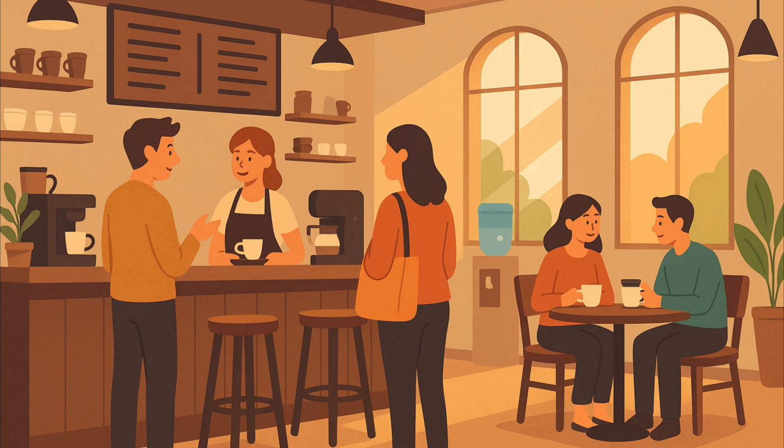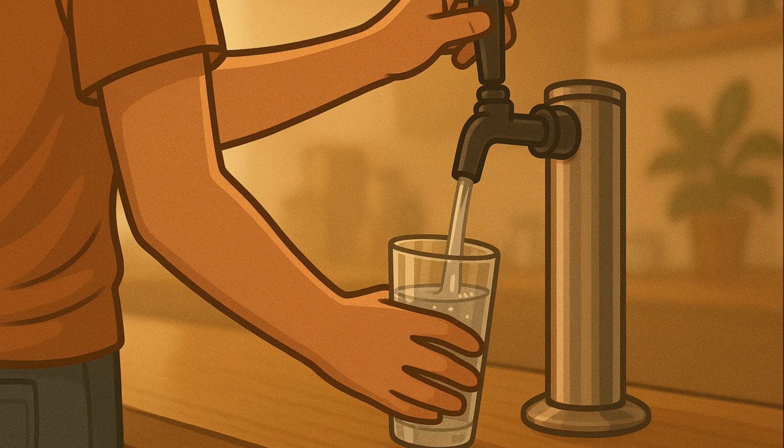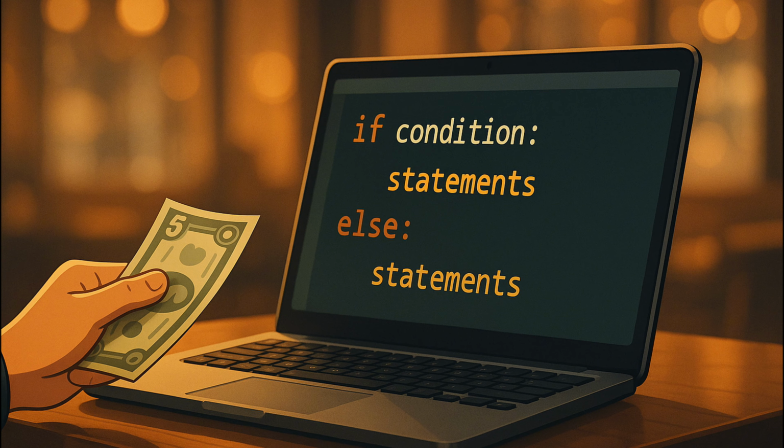Imagine you are at a coffee shop. If you have $5, you buy a coffee, else you just buy water. This is how your computer makes decisions using if-else statements.